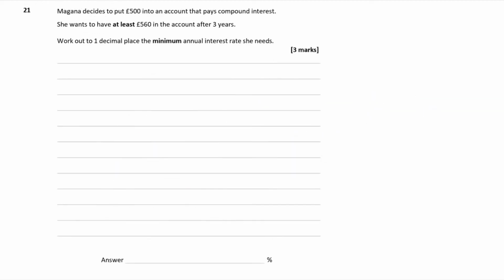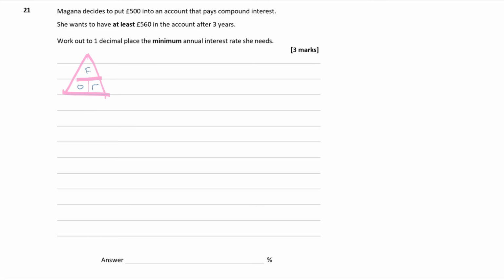Question 21. Magana decides to put £500 into an account that pays compound interest. She wants to have at least £560 in the account after 3 years. Work out to one decimal place the minimum annual interest that she needs. Okay, so final original multiplier using our triangle. Don't know why it's pink. Let's switch pen.